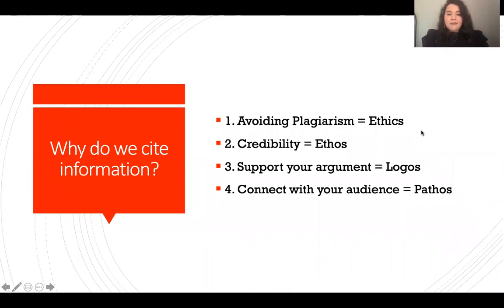Why do we cite information? It allows us to avoid plagiarism, which keeps us ethical. We want to be ethical communicators. It gives us credibility. It supports our argument, and it allows us to connect with our audience. So it hits on those key points of ethos, logos, and pathos. But it also keeps us out of trouble.